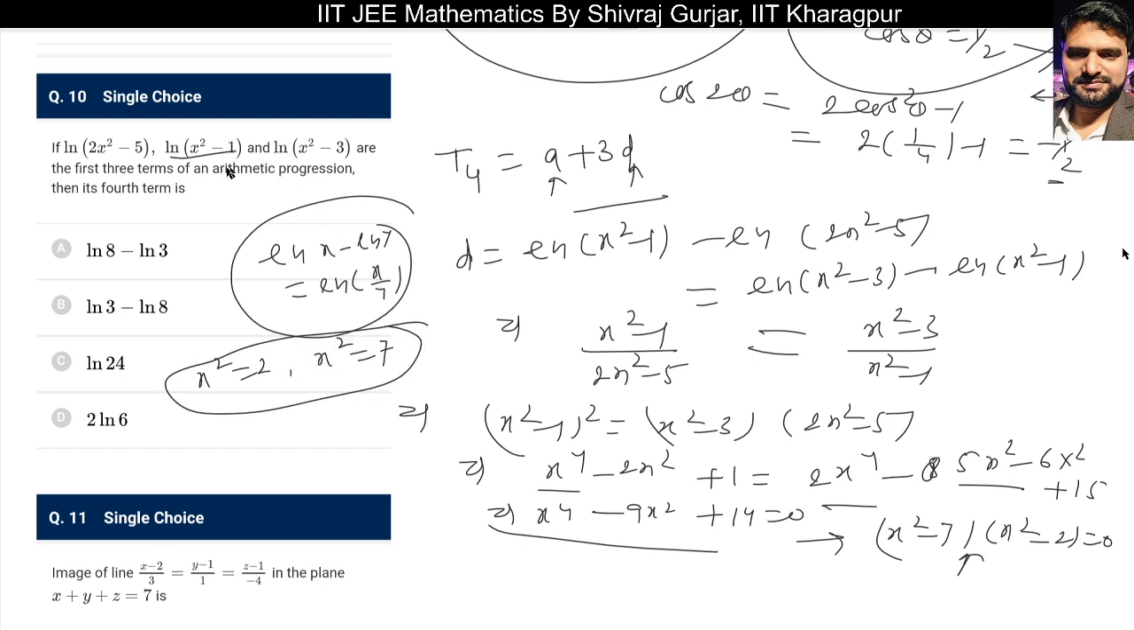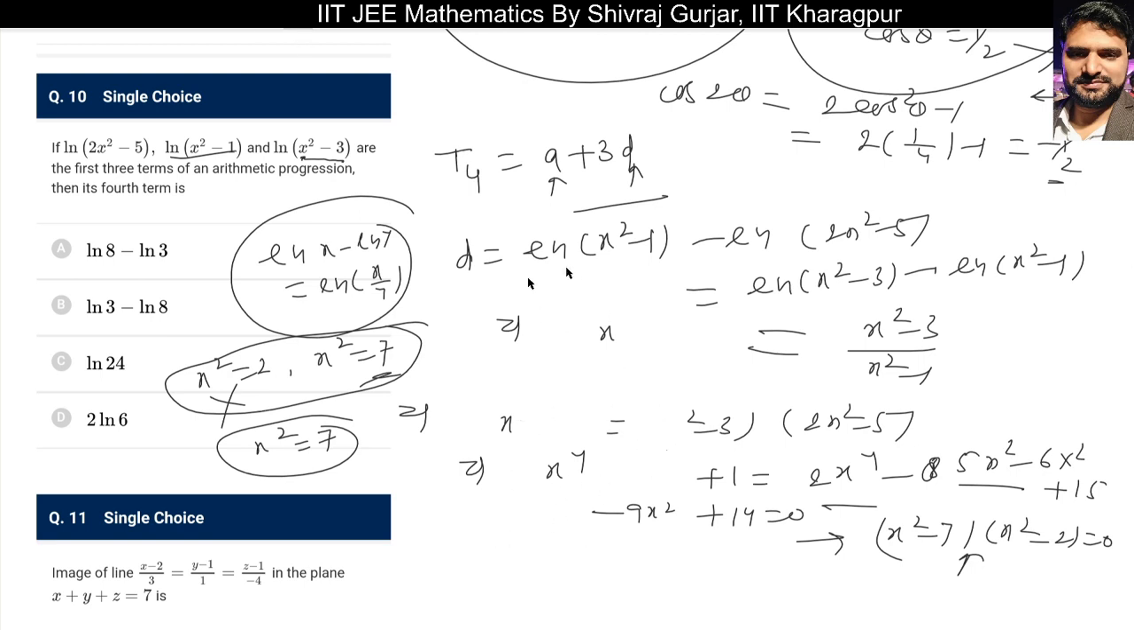Now these 3 terms will be defined only when the argument of the log is always greater than 0. Means x square should be greater than 3. We don't need to look at the others, since if it is greater than 3, the rest are fine. x square should be greater than 1 and 5 by 2, which means at max it should be greater than 3. So x square has to be 7. Okay, so let us see the fourth term now.